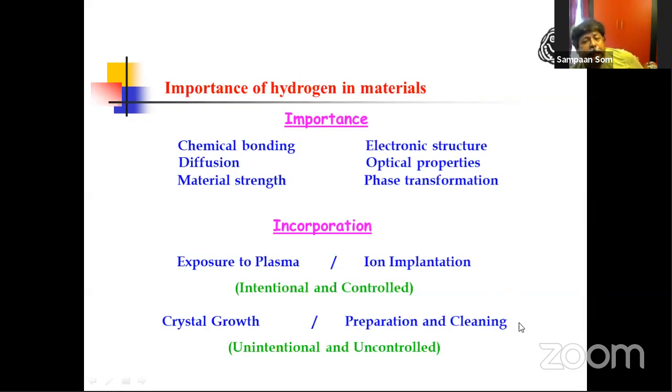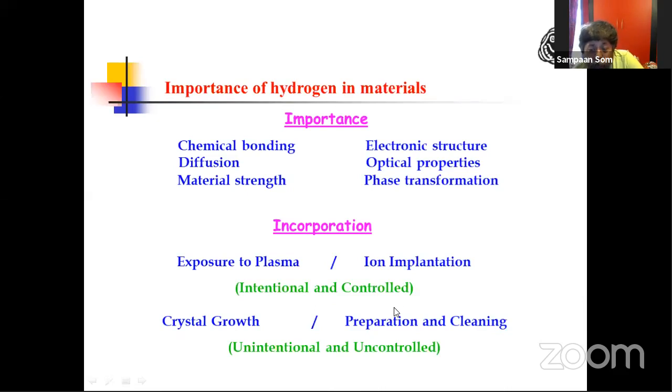And hydrogen can get into any material through two possible ways. Intentional and controlled could be one way, and unintentional and uncontrolled could be another one. Intentional and controlled incorporation of hydrogen in any material could be through plasma or ion implantation. And implantation also offers another advantage of depth selectivity. And unintentional and uncontrolled could be during crystal growth, sample preparation, cleaning, etc.